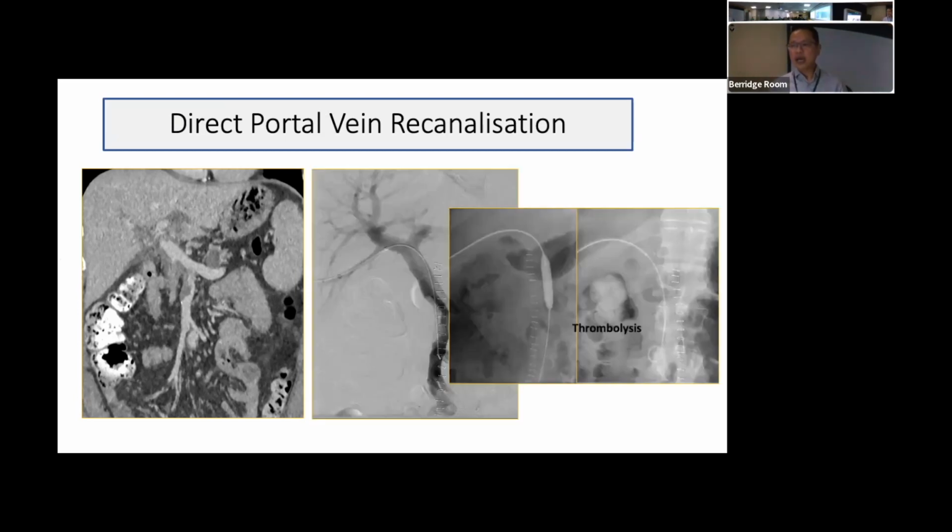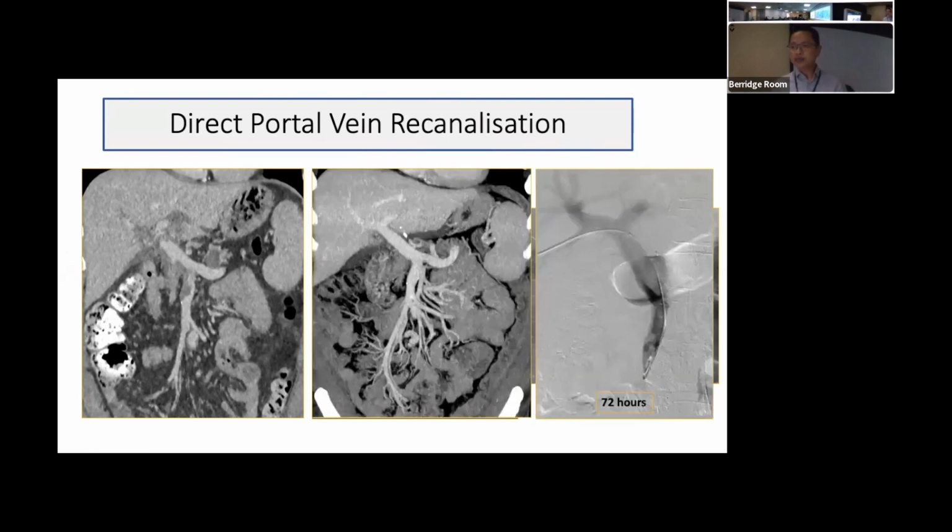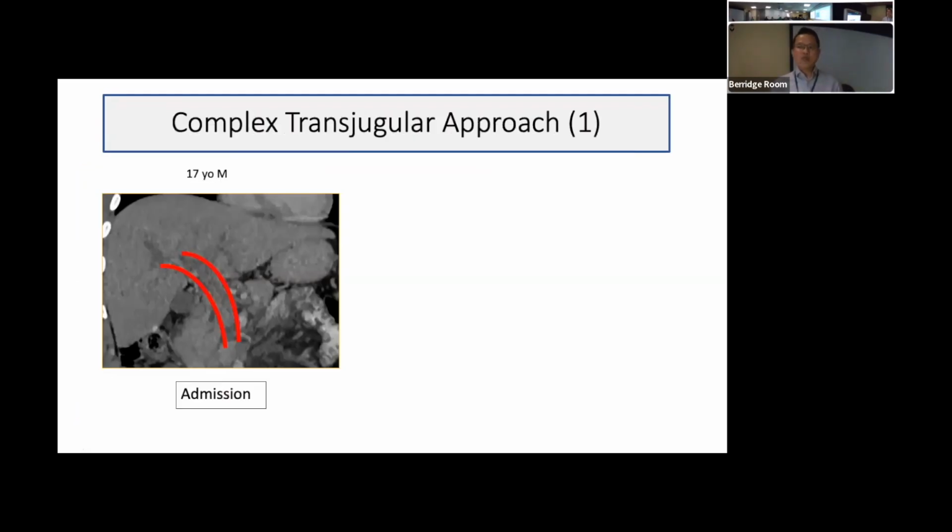So to access this, I'll access this percutaneously, directly with ultrasound puncture into the portal vein and balloon it, and then leave a catheter in to infuse heparin or TPA lysis. And this is the result after 72 hours. You can see full recanalization of the portal vein. So this is quite straightforward as a case. Now the more complex transjugular approach.